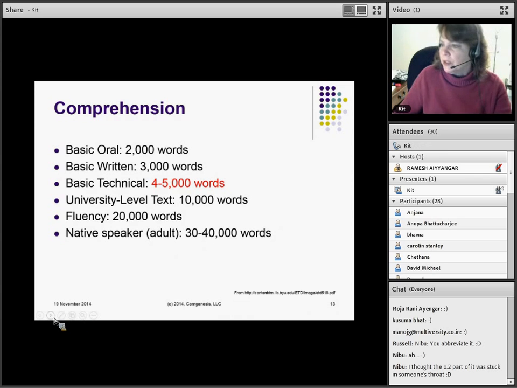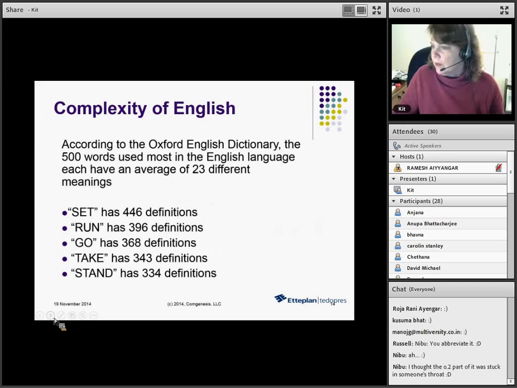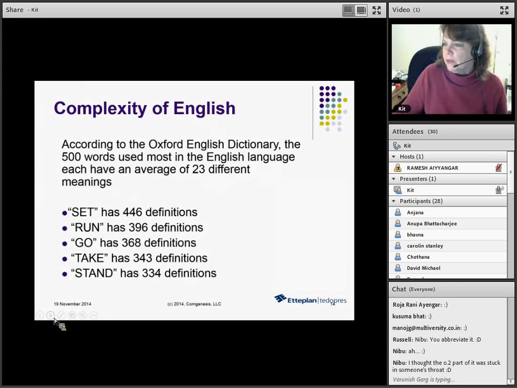Are there any questions so far? Not seeing any. Okay, don't forget, if you have questions, go ahead and type them into the chat window, and I'll stop periodically.